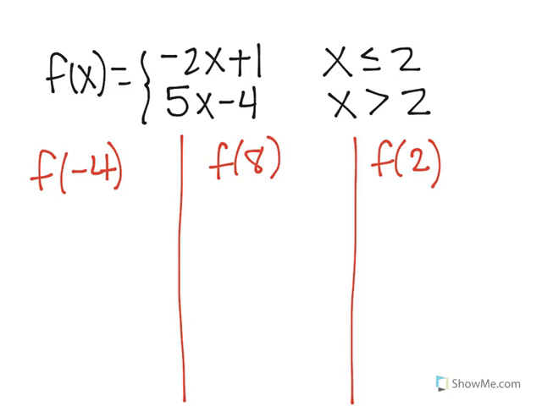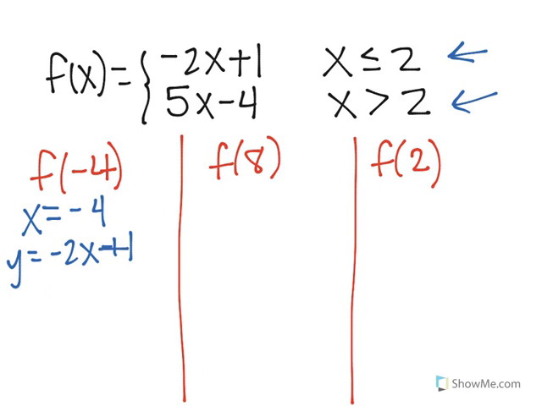So if we're looking at f of negative 4, we have to say, okay, x equals negative 4. Is that less than or equal to 2, or is that greater than 2? Well, x equals negative 4 is less than or equal to 2. So we're going to plug it into the first equation, negative 2x plus 1. So we have negative 2 times negative 4, which is positive 8. So that is going to give us y equals 9.